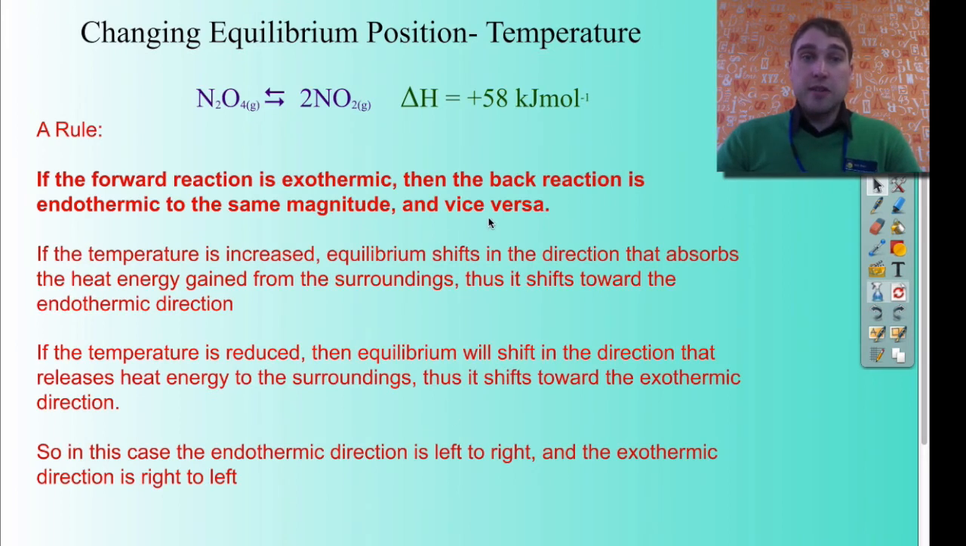Big rule here is if the forward reaction is exothermic, then the back reaction is endothermic, and vice versa. So if we look at our equilibrium again, we can see the forward reaction on this side, our delta H value is positive. That means it's an endothermic reaction. So if the equilibrium goes in this direction, it's endothermic, and if it goes in this direction, it's exothermic.